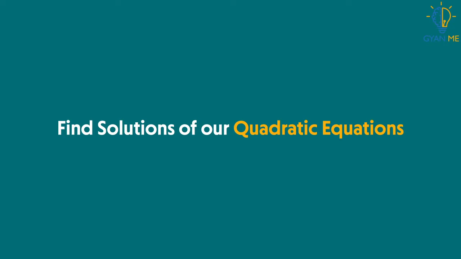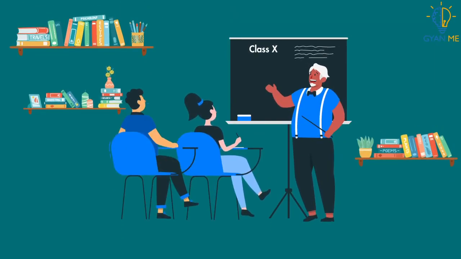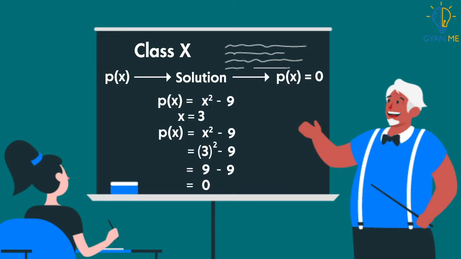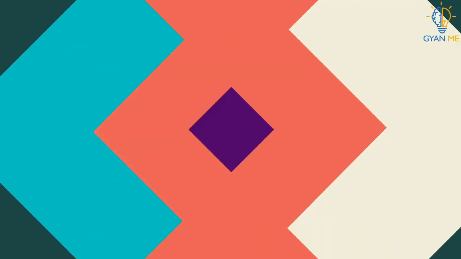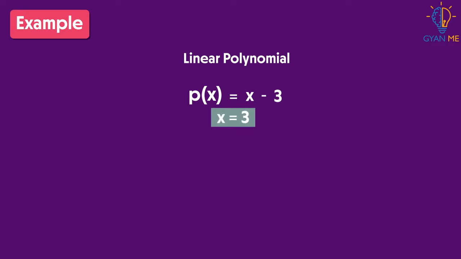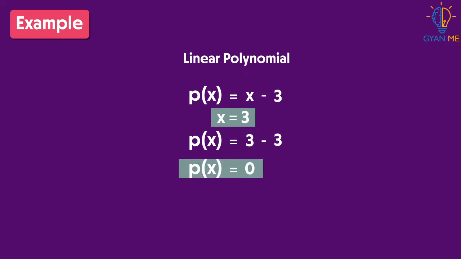Recall that you have already studied in polynomials that solutions to polynomials are nothing else but those values of variables which reduce the value of the polynomial to 0. For example, consider a given polynomial p(x) equal to x minus 3. In this polynomial, if you substitute x equal to 3, you'll get p(x) equal to 0. That is, the polynomial reduces to 0. So we can say that this value x equal to 3 is the zero of this polynomial.